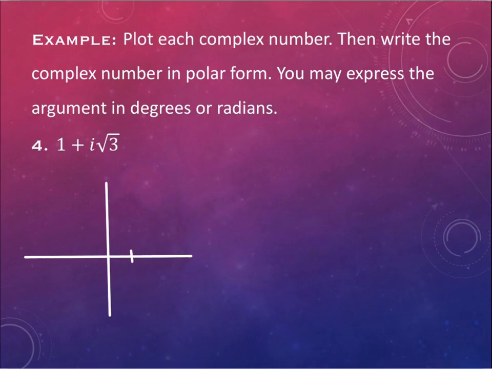So I need to go right one because that's the one part. What am I going to do to get the i square root of 3? I'm going to go up because that's a positive square root of 3. What is square root of 3 approximately? 1.5-ish, right? Like it's more than 1, it's less than 2. So in terms of the graph itself, it's somewhere in between the two, say something like that. Okay, so we're eyeballing it a little bit. Agreed? Okay. So this is our number 1 plus i square root of 3.